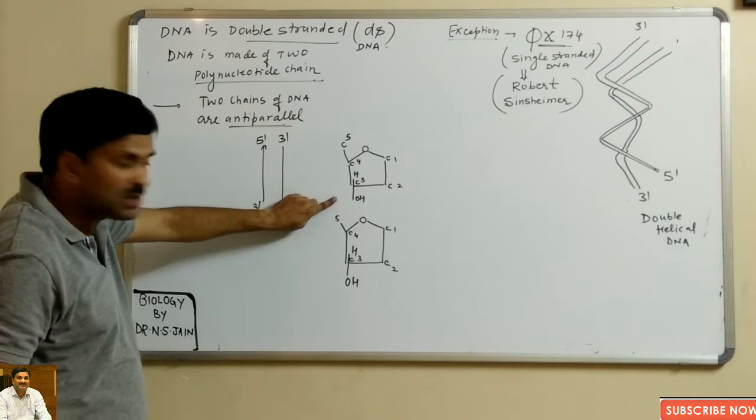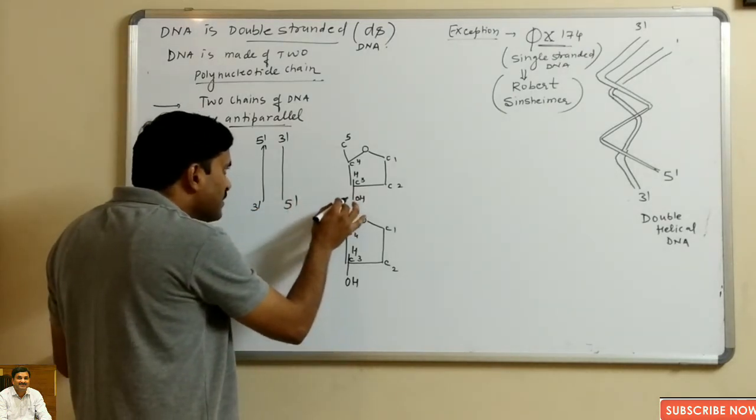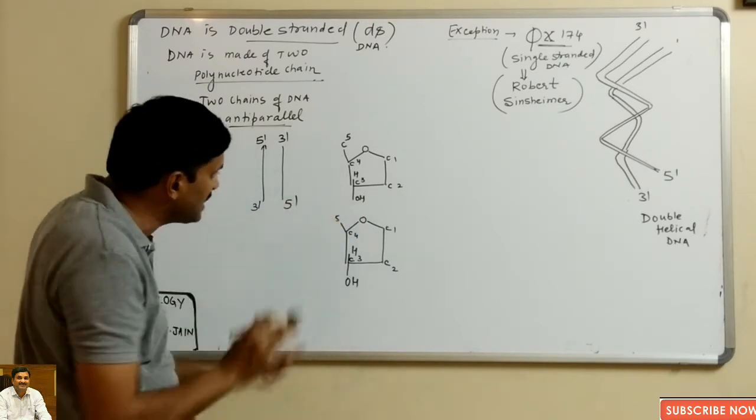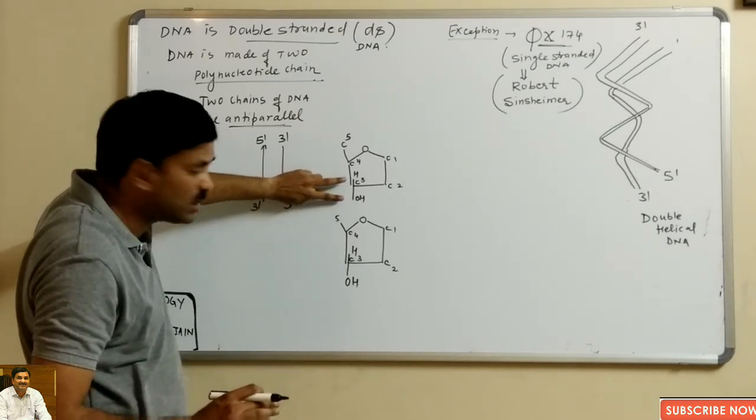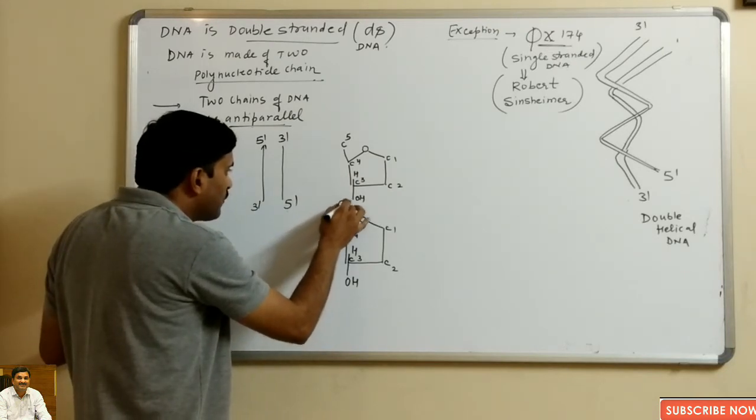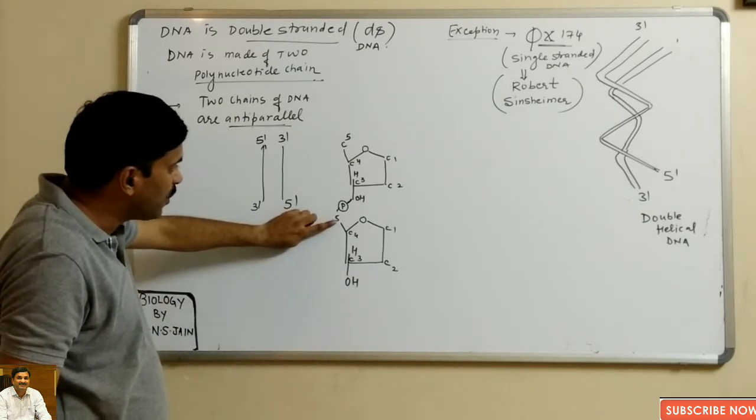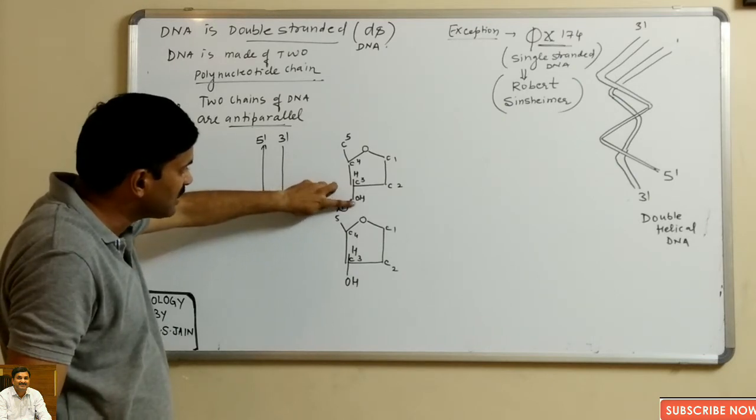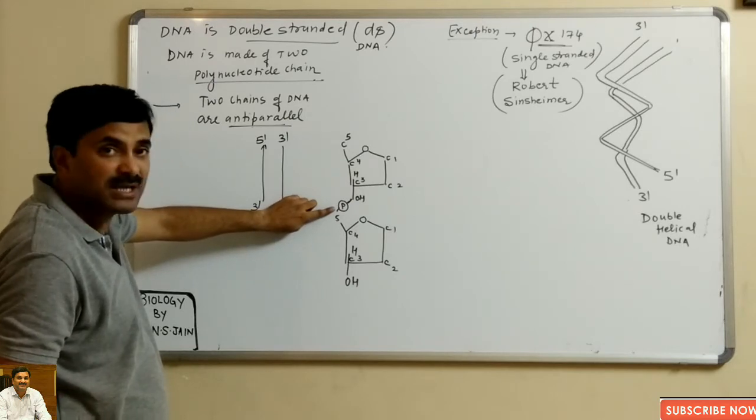So this is one chain. Now what happens? Always remember, a phosphodiester bond is present between two adjacent nucleotides. Here at the 5th position, a phosphodiester bond will be formed between the 5th carbon atom of one sugar and the 3rd carbon atom of the other sugar, where the functional group is present.